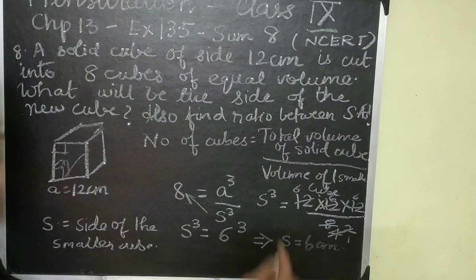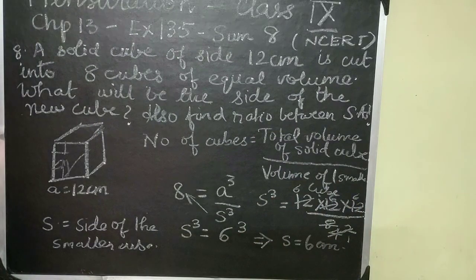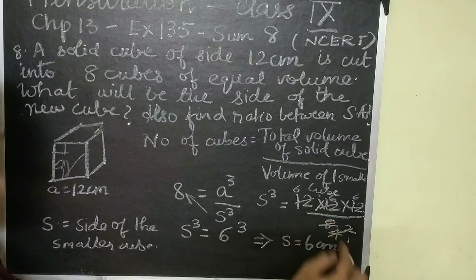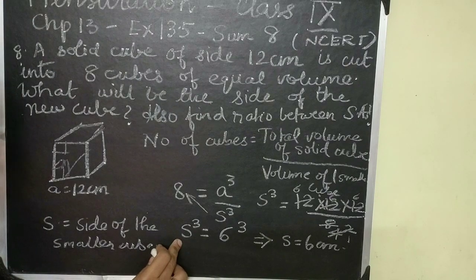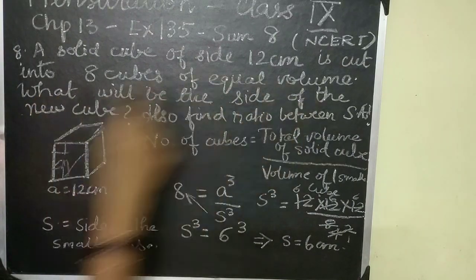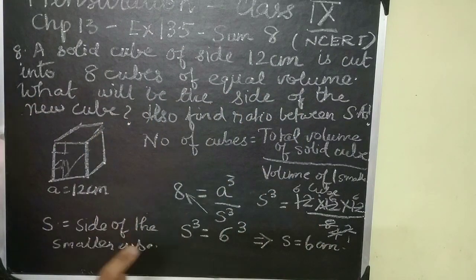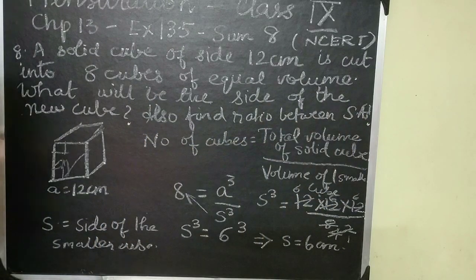Here we are avoiding multiplication and then again factorizing to find the cube. So this is an easier method for that. So the smaller cube has a side of 6 centimeter. So the side of the new cube is 6 centimeter. Also find the ratio between the surface areas. So what is the ratio between the surface areas?